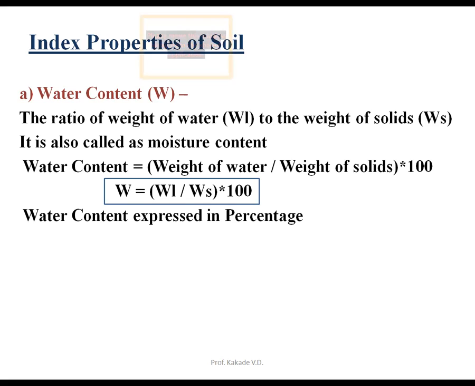The index properties are the properties exactly related to the soil, or the common properties or engineering properties of this soil. To find out the index properties, we have to conduct some experiment or practical to know the value, and by these properties the soil classification is decided. The first property of a soil is water content.